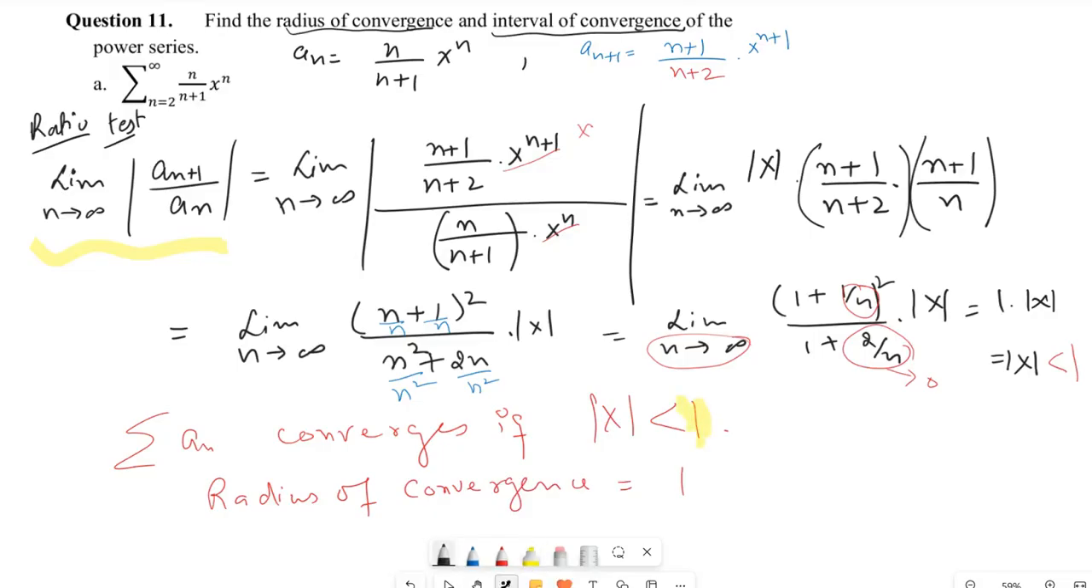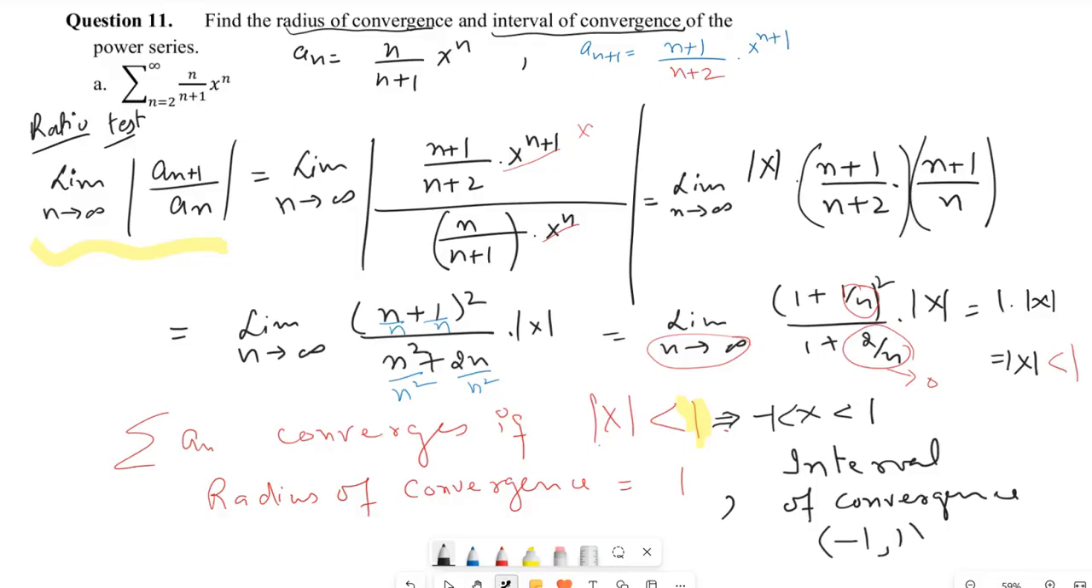And for the interval of convergence, we get the absolute value of x less than 1, meaning x is between -1 and 1. So that is -1 to 1. Now we notice that this is the interval of convergence, but we need to check the endpoints. We are not sure what happens at the endpoints. So you need to check what happens at x equal to -1 and at x equal to 1, because the ratio test is not telling us.